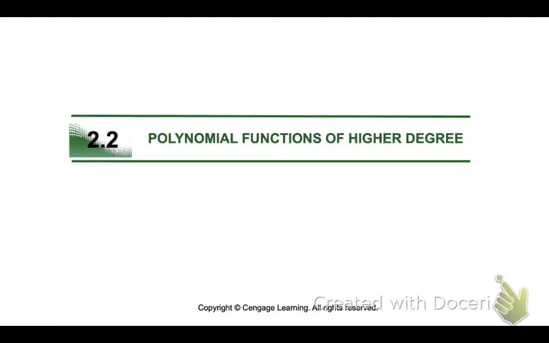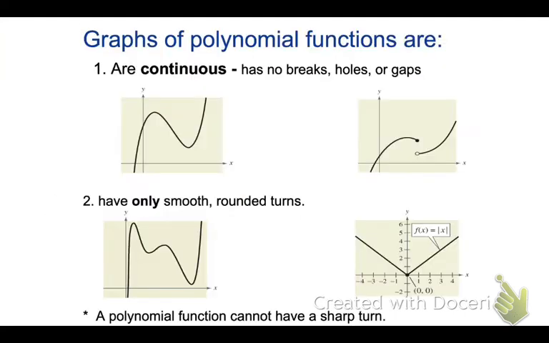2.2 polynomial functions of higher degree. So higher degree means bigger than 2. Okay? But the same rules apply for quadratics as for higher degree as well. So, continuous function. A continuous function has no breaks, holes, or gaps.